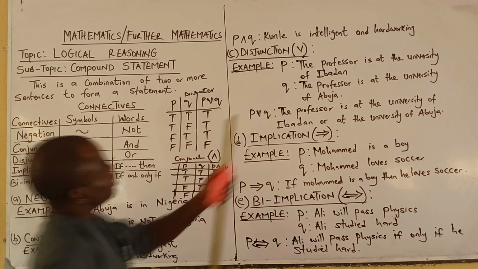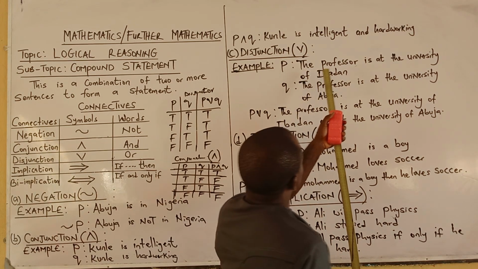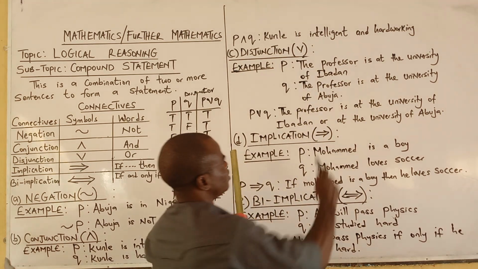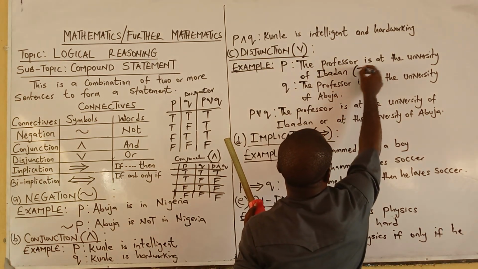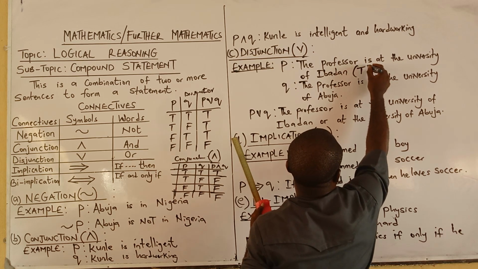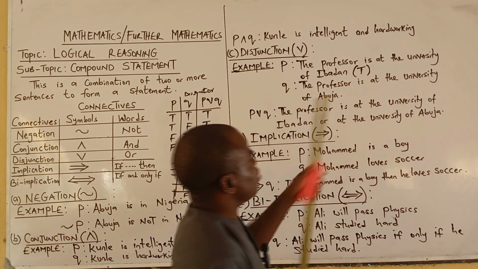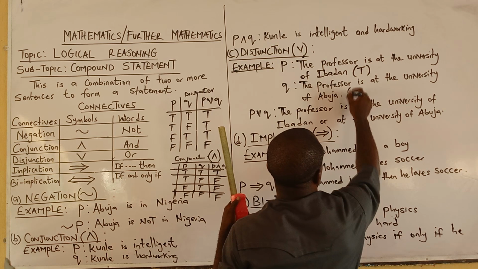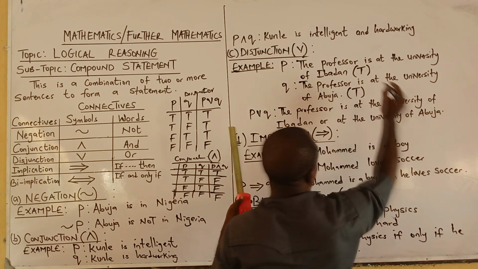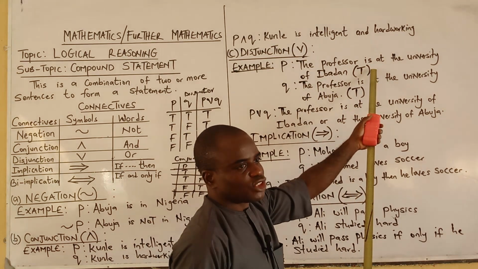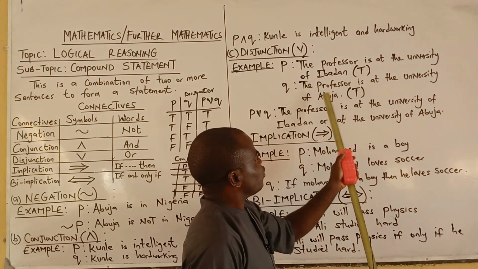Conjunction. Now, let's see disjunction. The professor is at the University of Ibadan. That is a positive statement. That's true. The professor is at the University of Abuja. Positive sentence. That is true. You can see it. The professor is at the University of Ibadan. Positive sentence, true.